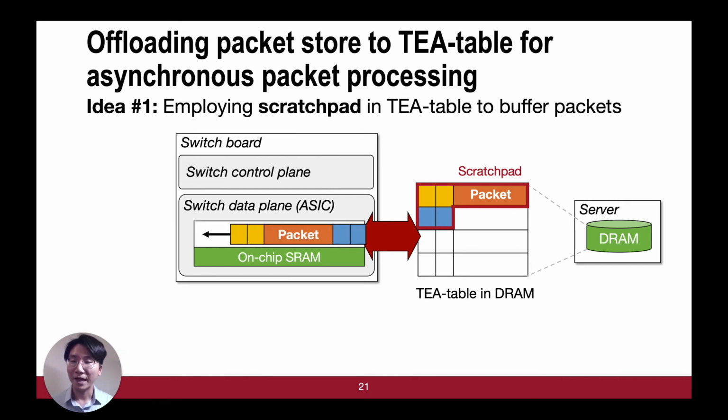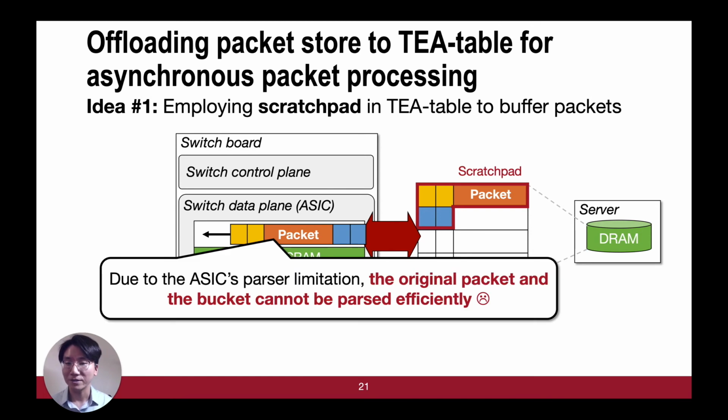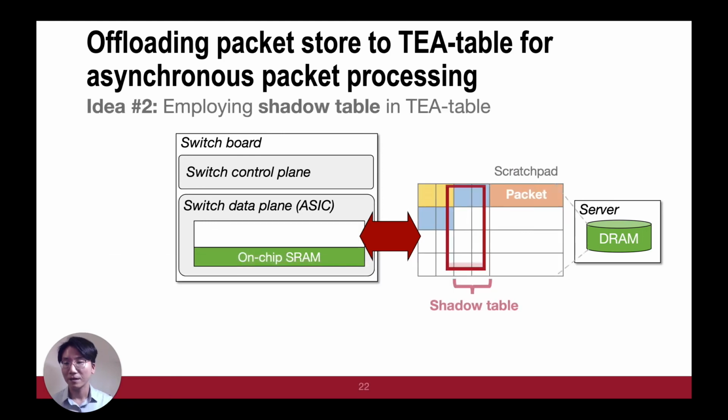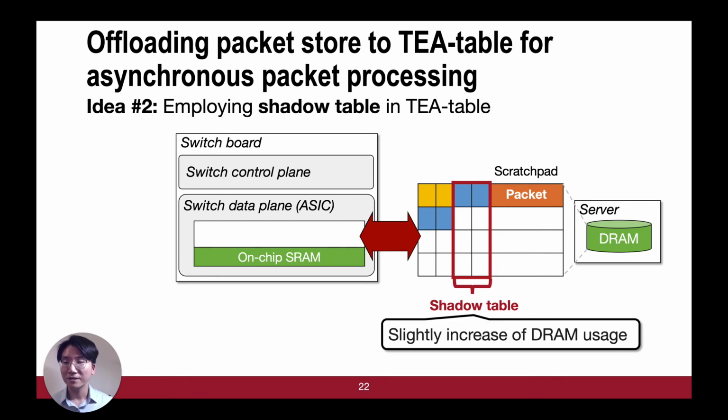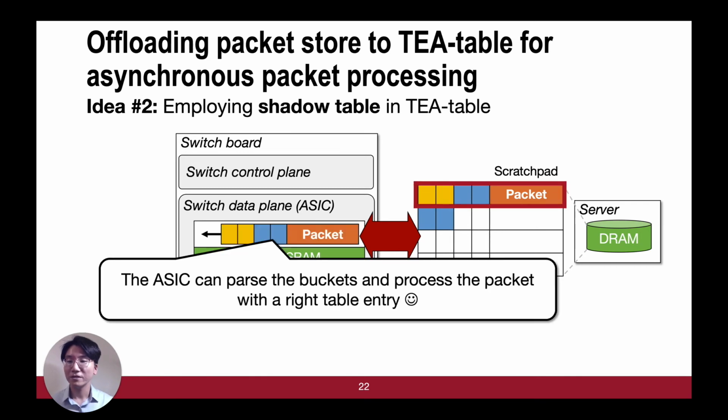While with this method the ASIC can retrieve both buckets and the original packet, it has one problem, which is that due to the current ASIC's hardware limitation, the original packet and the second bucket cannot be parsed very efficiently. So we revised our table structure with a shadow table, which puts a copy of the second bucket between the first bucket and the original packet, as shown in this figure. It slightly increases DRAM usage, but it works fine because in our scenario, there's enough space in DRAM. With this new data structure, the ASIC now can parse two buckets and process the packet with the retrieved table entry.